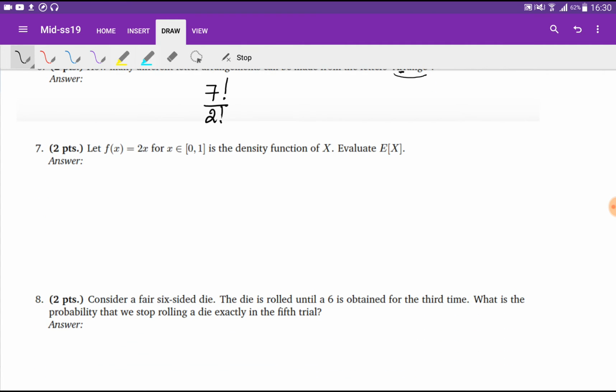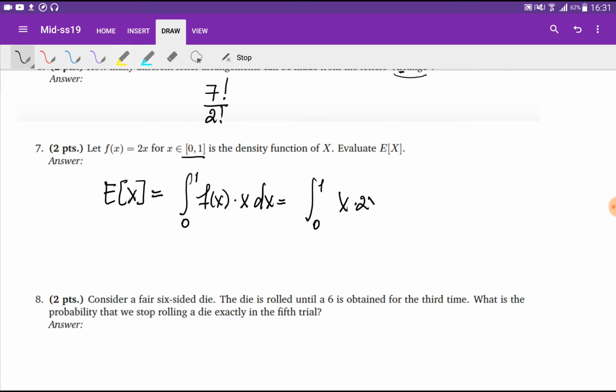In problem number 7, we're given a random variable with its corresponding density function. We need to evaluate the expectation of this random variable. So this is equal to the integration from 0 to 1, because the density function is non-zero only in this region, of the density function multiplied by x dx. So this will be the integration from 0 to 1 of x multiplied by 2x dx. After I find the antiderivative of this, it will be 2x cubed over 3.